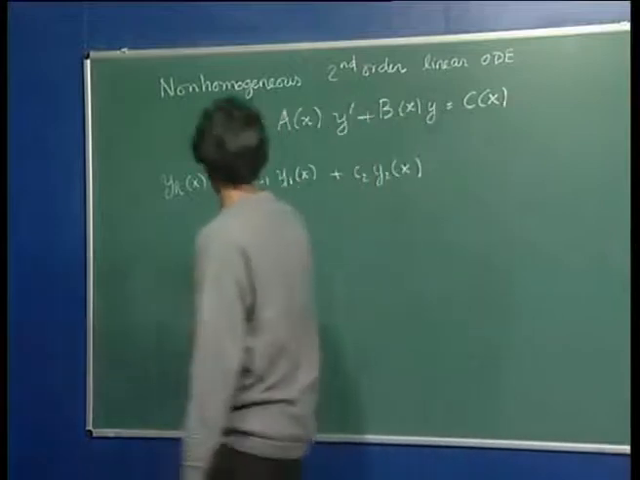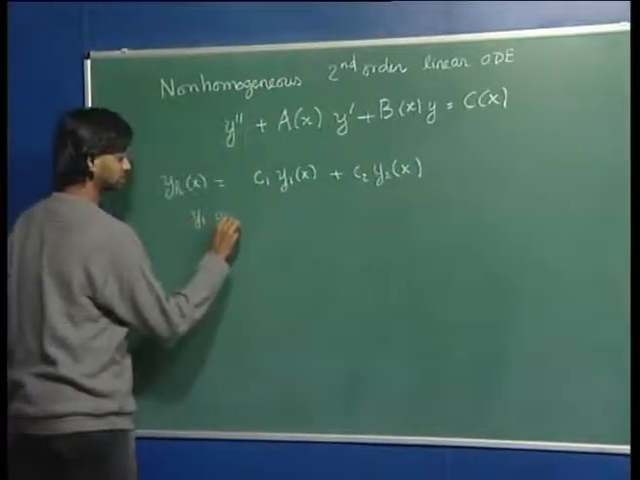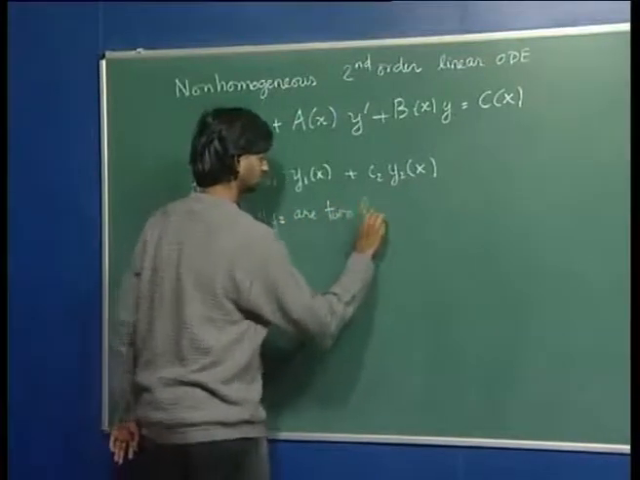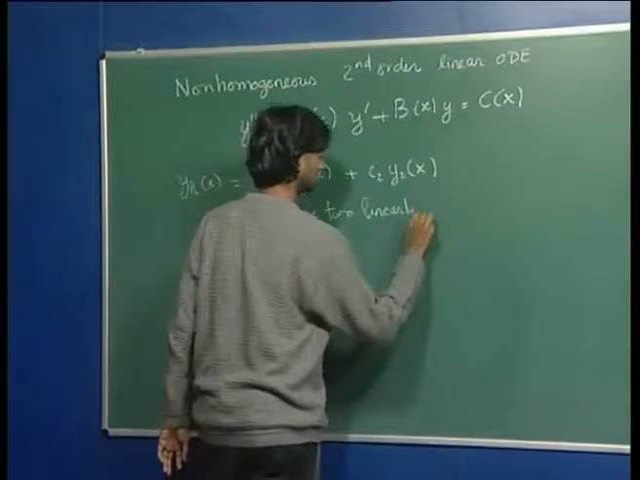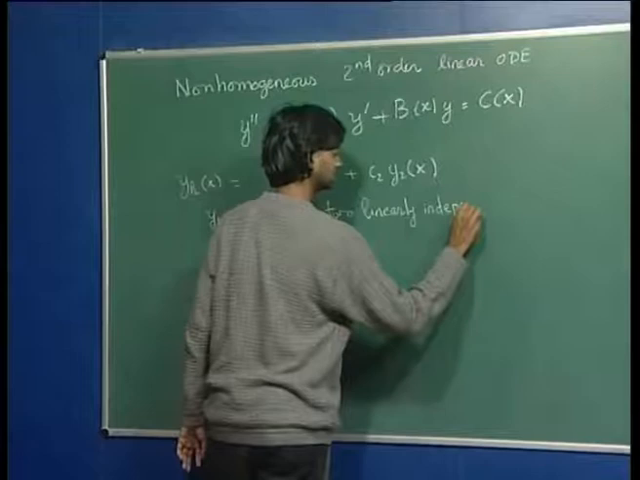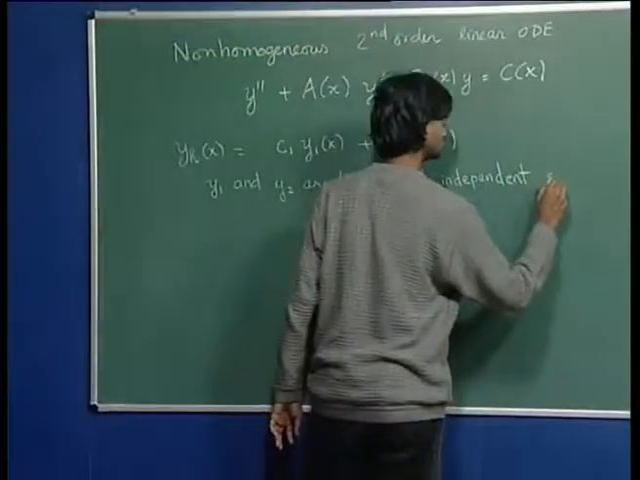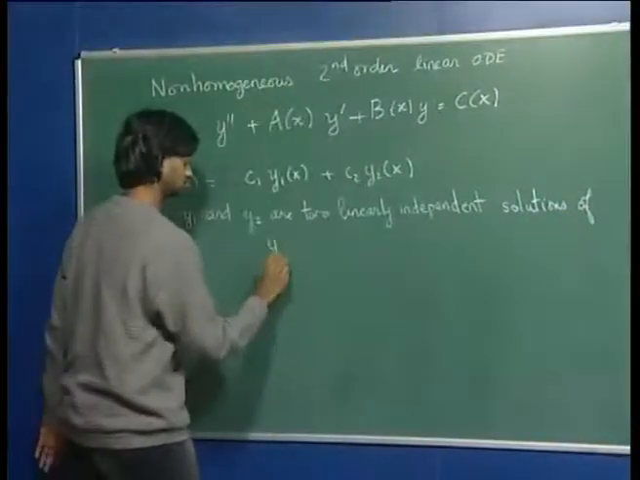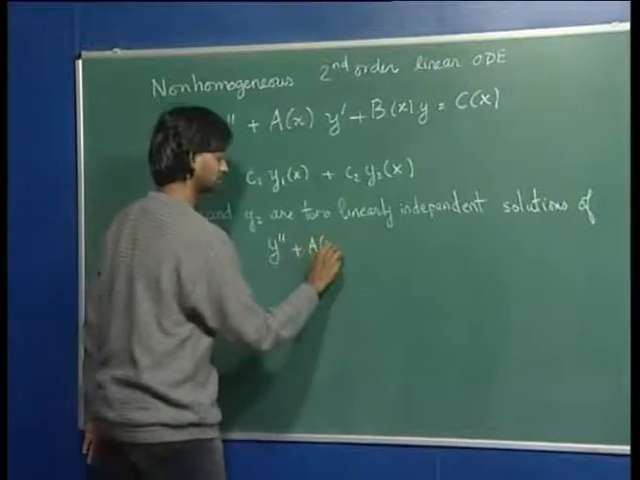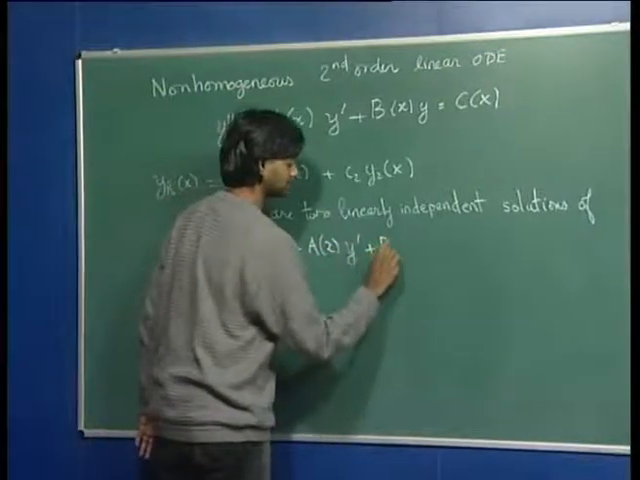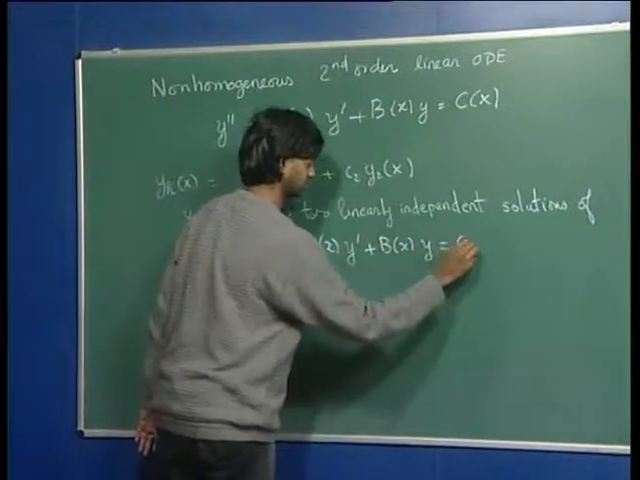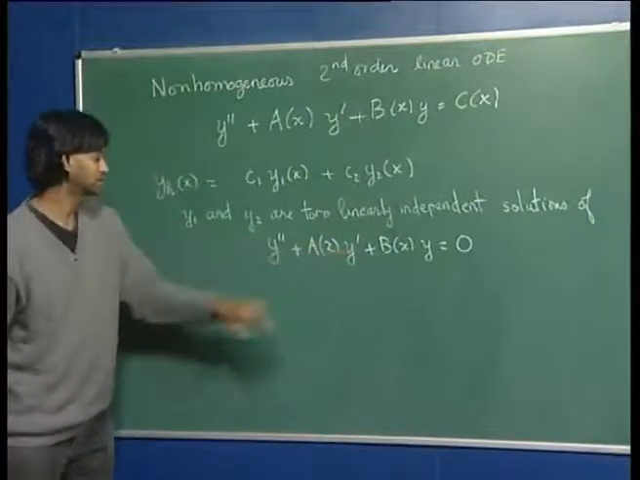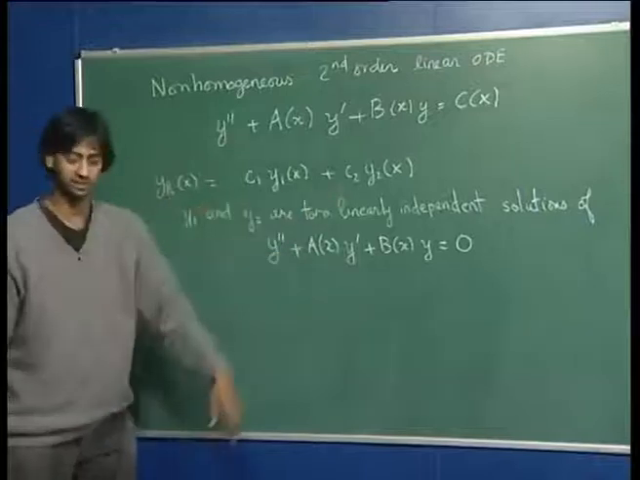Okay. So, y 1 and y 2 are two linearly independent solutions of this equation, y double prime plus a x y prime plus b of x y equal to 0. So, y 1 and y 2 are two linearly independent solutions of this homogeneous equation, and so the general solution of the homogeneous equation can be written in this form.